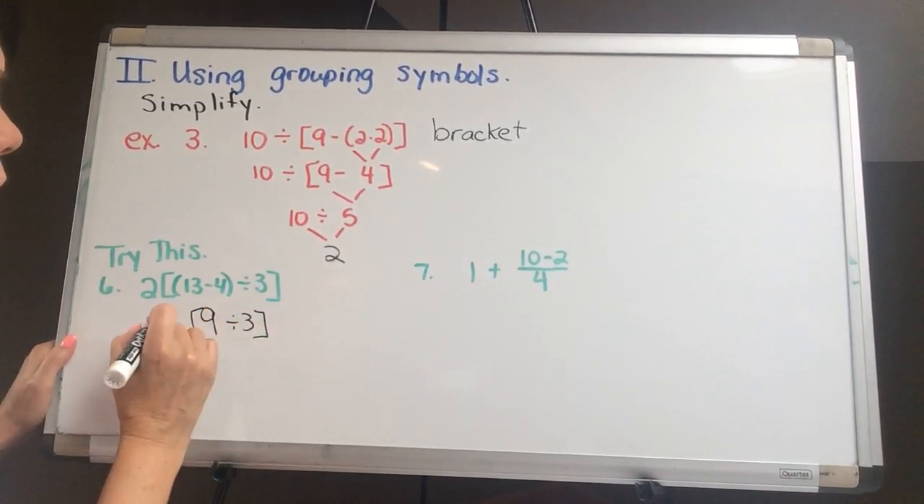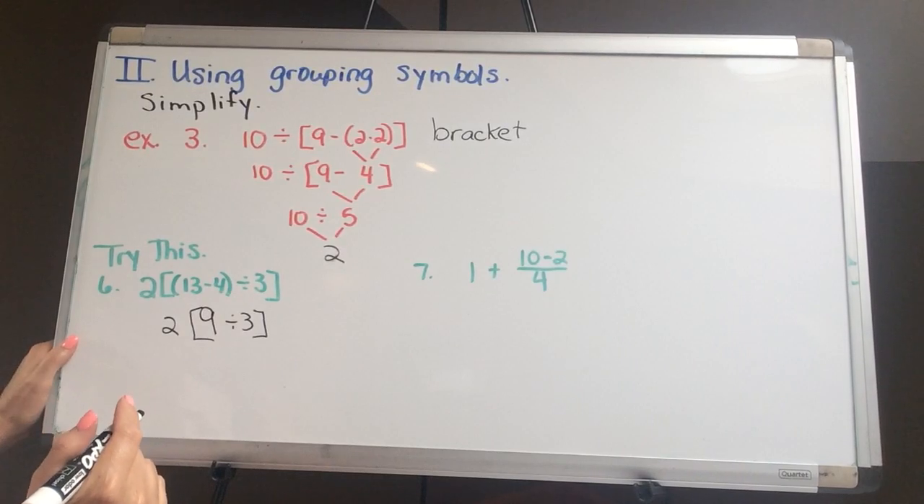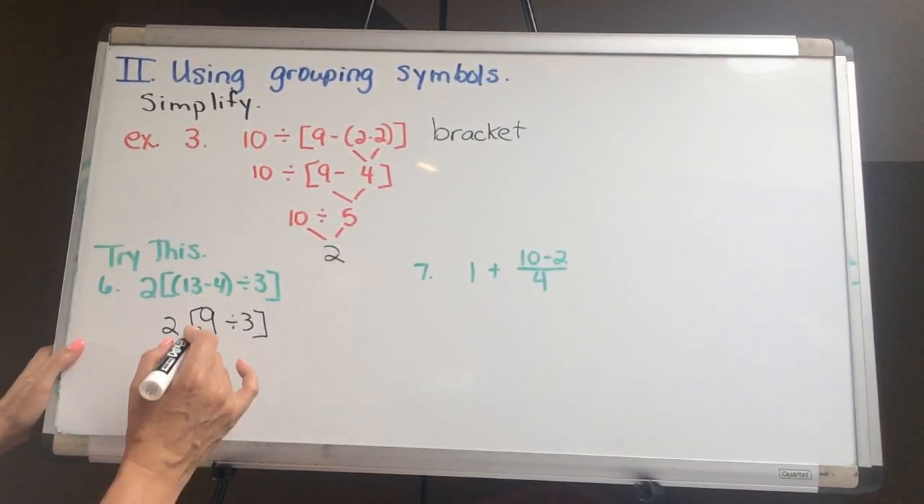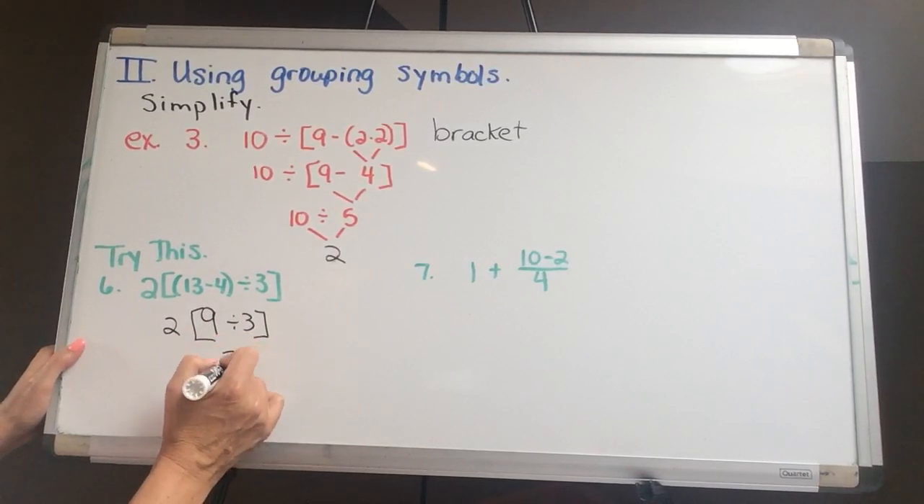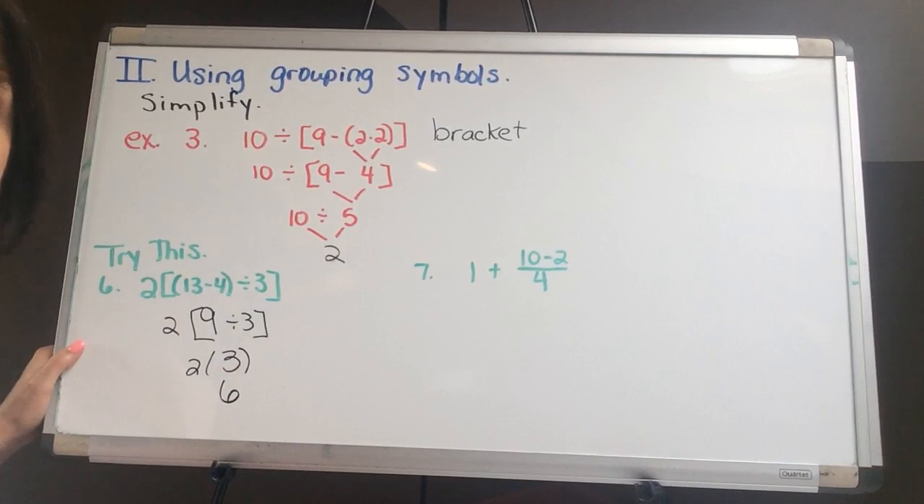And at this point, you could switch it to a parenthesis, change the bracket since you only have the one, or you could leave it. It doesn't really make a difference. All right, and now you're going to do 9 divided by 3 is 3, and 2 times 3 is 6.